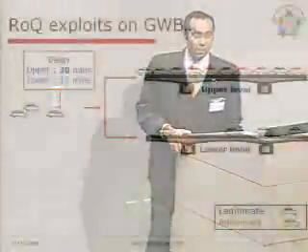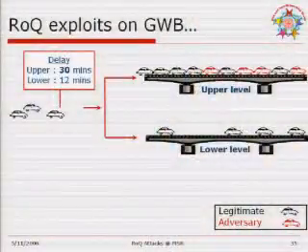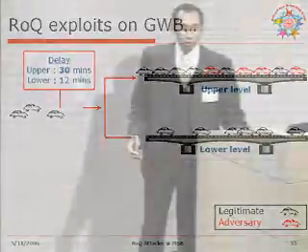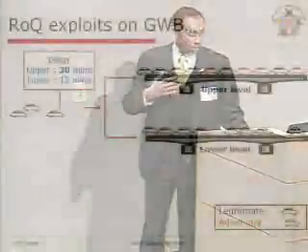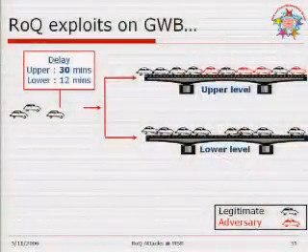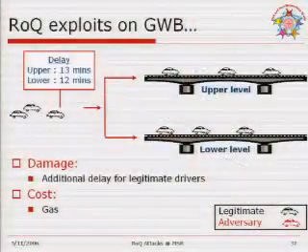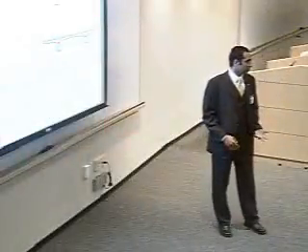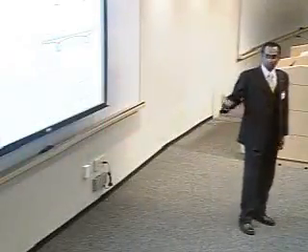And at some point in time, the effect of this burst will register at the upper level. Now all requests observing these differences will go to the lower level. But the lower level was not designed in the first place to handle all the requests from all the users. And once the system recovers, the attacker repeats the same thing. So what's the damage here? The damage would be the additional delay for legitimate drivers, and the cost of the attack, for example, would be gas. How much you're paying for gas.